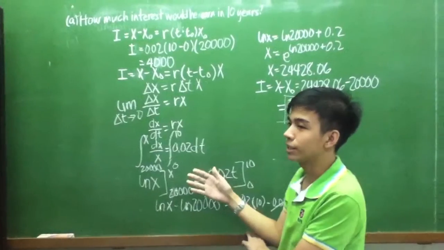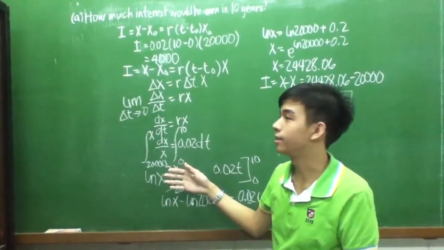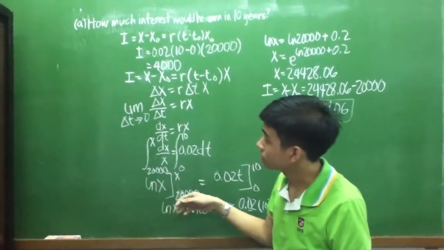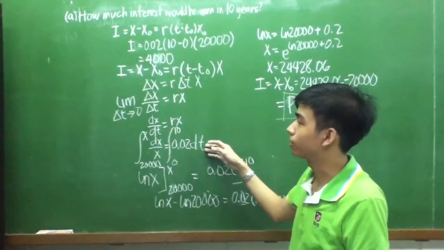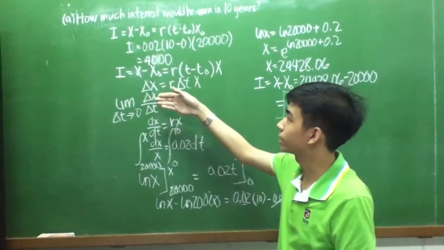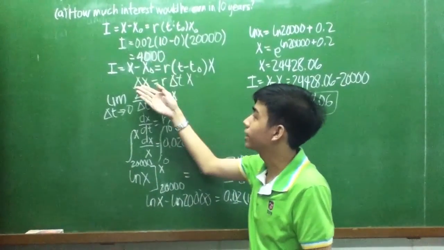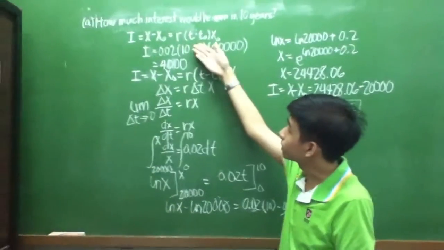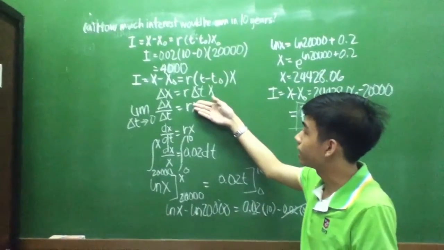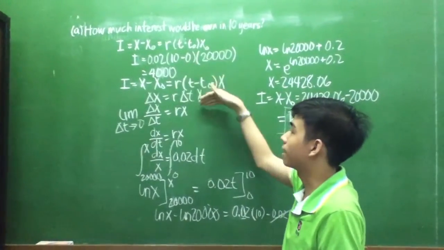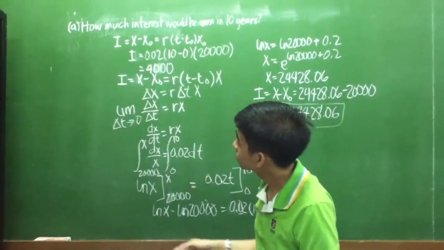But of course that is very tedious. That's why we will apply differential equation to solve this type of problem. What we do first, let's go back to the original equation. So x minus x sub o can be written as delta x, while t minus t sub o can be written as delta t, and I just copied the other parts.